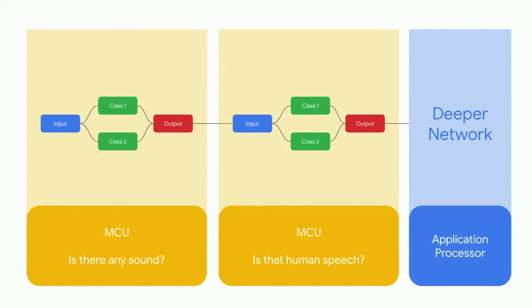And the way microcontrollers are used many times is that they are used in a cascading fashion. So they perform lightweight processing, and based on the result of that, it triggers heavier processing on some more powerful hardware. So as an example, a microcontroller can be checking to see if there is any sound. And this, in turn, can trigger processing on a second microcontroller, which would check if the detected sound was human speech. And this, in turn, would trigger processing on a heavier application processor.